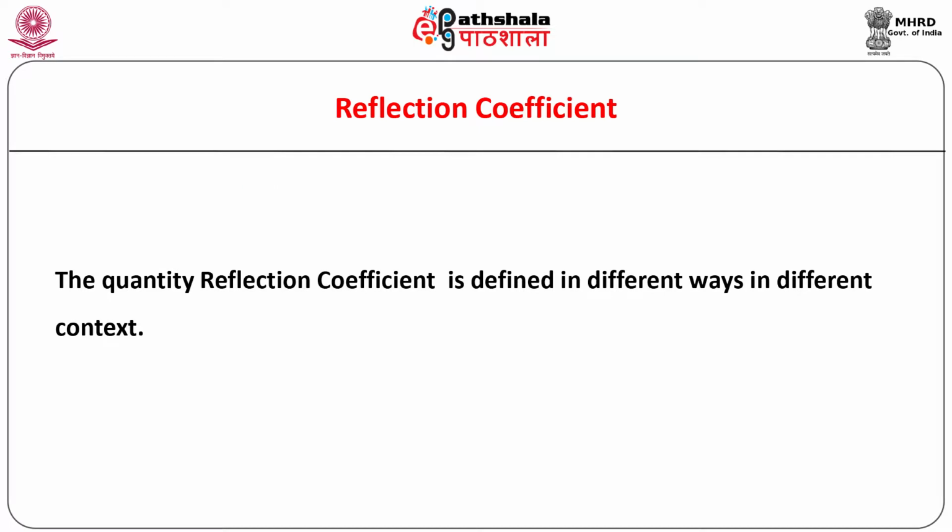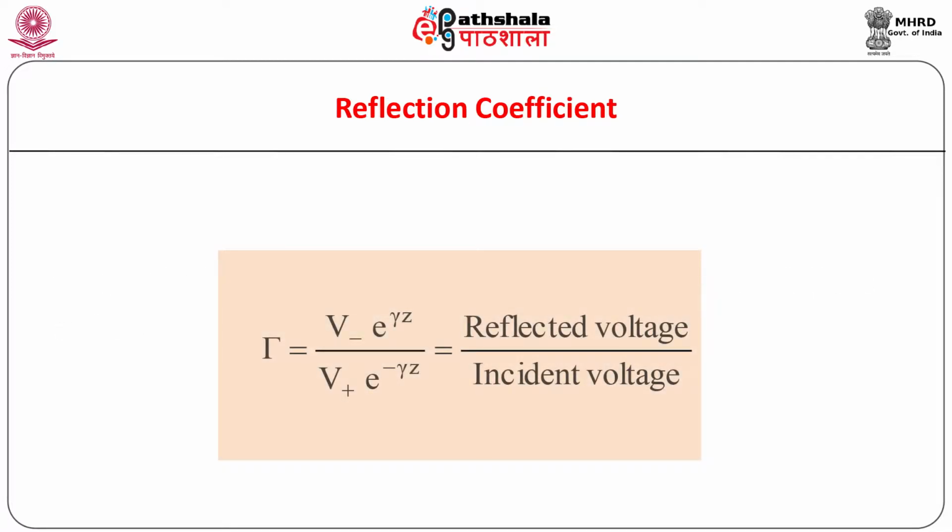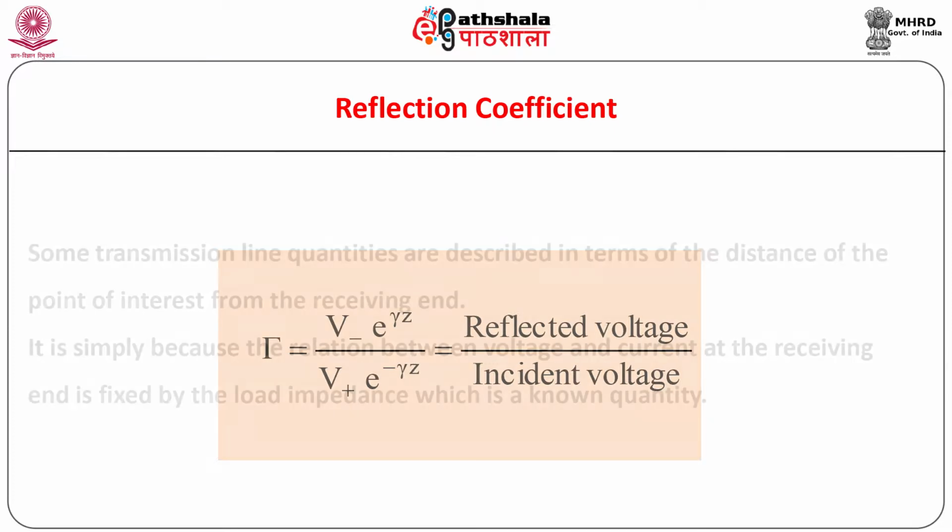It should be noted that the quantity reflection coefficient is defined in different ways in different contexts. We will discuss them in connection with transmission lines in this module. The reflection coefficient at any point at a distance z from the sending end is defined as a ratio of the reflected voltage and incident voltage at that point and is expressed as shown.